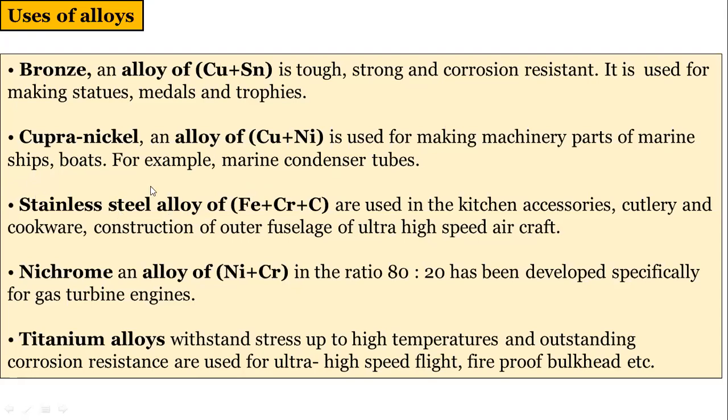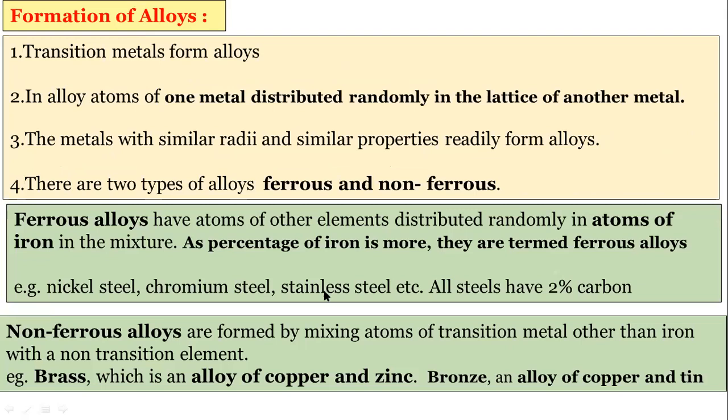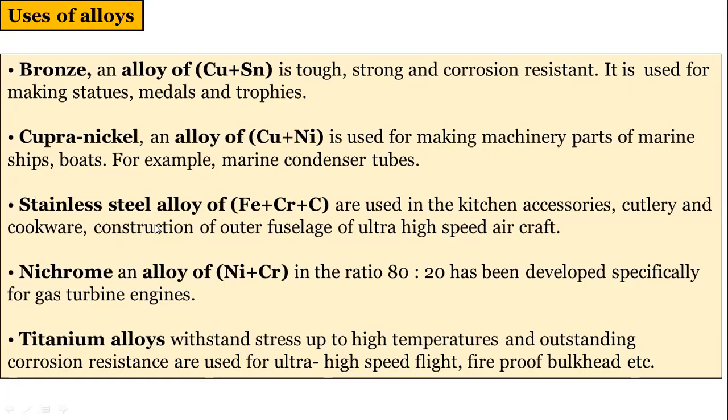Then stainless steel alloy, this is a very famous alloy. I already explained this stainless steel. It is a ferrous alloy in which the percentage of carbon is more. It is an alloy of iron, chromium, and carbon. This stainless steel, you know, is used for kitchen accessories, then cutlery, also cookware. Then one important use is it is used for the construction of the outer fuselage of ultra high speed aircraft.